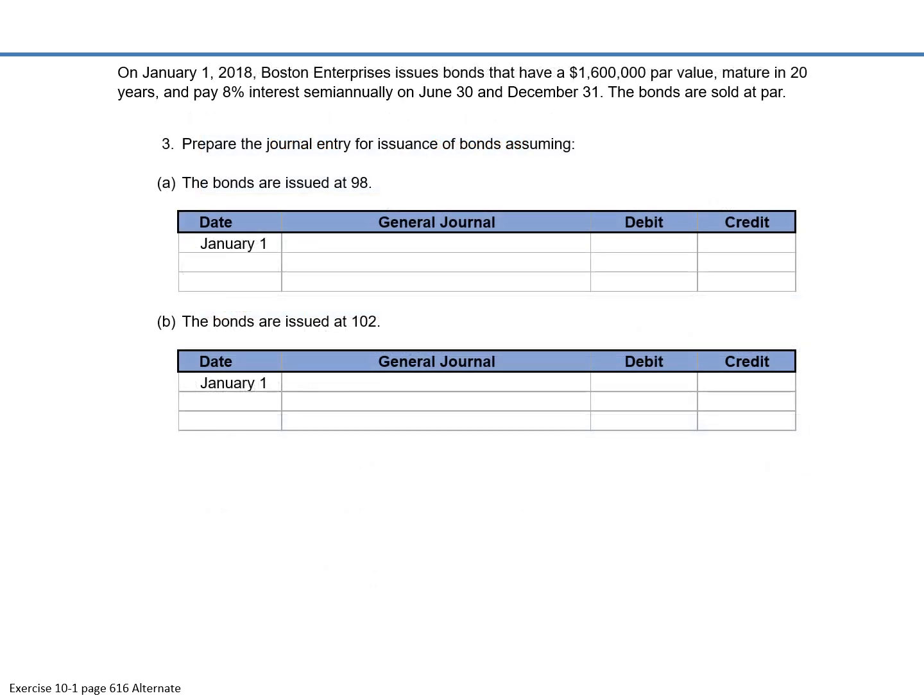All right, what about part 3? So prepare the journal entries for issuing the bonds, assuming the bonds are issued at 98% in letter A and assuming they're issued at 102% in letter B. Again, why don't you pause for a minute, give those journal entries a try, and when you're done, resume the recording, and let's go through it.